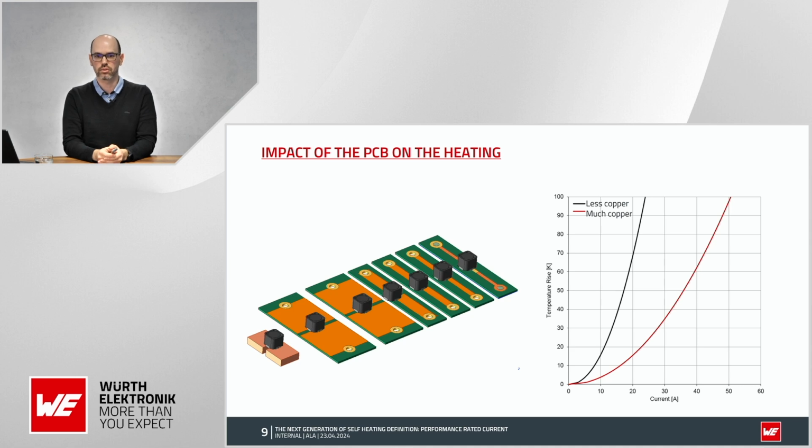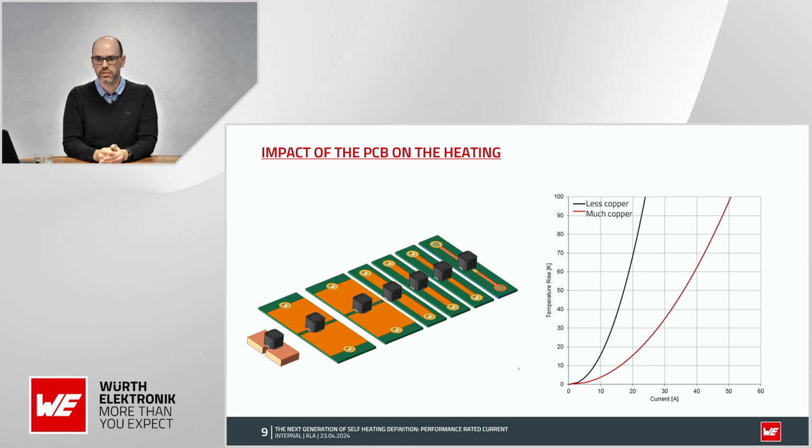And this is what I want to show you here. So again, on the left side, we have always the same component, but what is different is the PCB below the component. So this means if I have a PCB with a small copper trace where I connect the part, then I can distribute less heat from the winding to the PCB. And as a consequence, my component is heating up faster. And this is then the black curve, like you can see here.